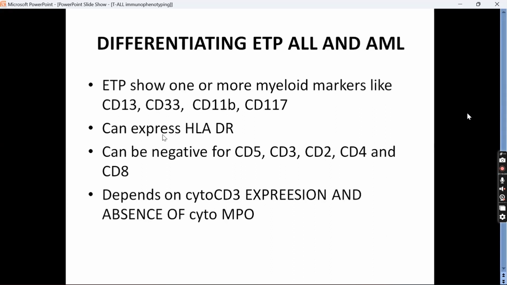It can show one or more myeloid markers. So definitely you may be confused whether to call this ETP-ALL, AML, or MPAL, T/myeloid. It can express HLA-DR. ETP-ALL can express HLA-DR. Okay.